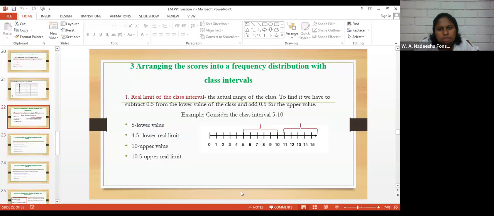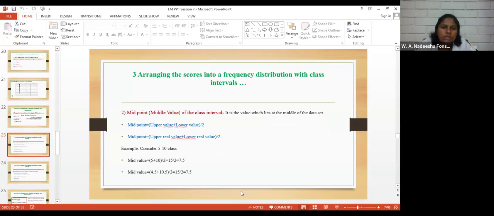So, to find the real limit, we have to add 0.5 for the upper limit and subtract 0.5 from the lower limit. Then, how to find the midpoint? When we use the class intervals, definitely we have to go for midpoints because we use the midpoint as X values for our calculations in class intervals. We discussed that in the last session.